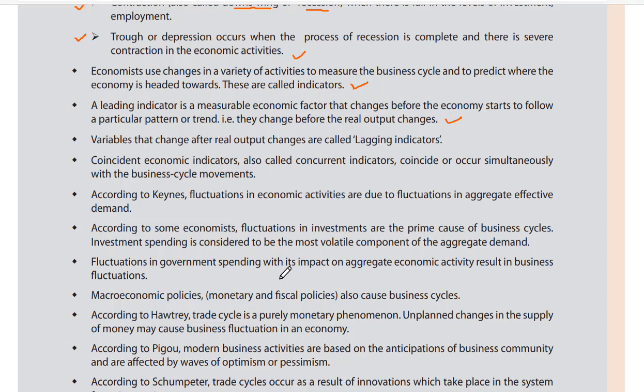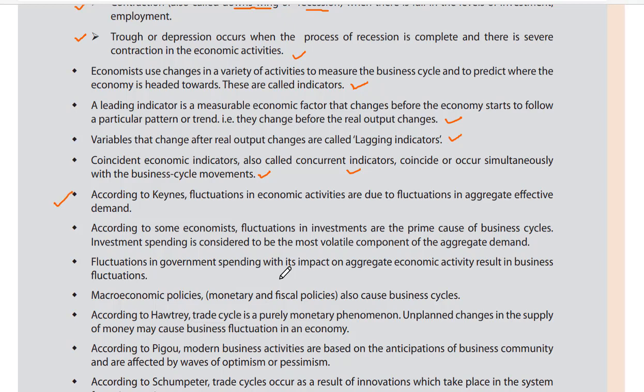Let's see about the lagging indicator. So variables that change after real output changes are called lagging indicators. The third indicator is coincident indicators or concurrent indicators. So coincident economic indicators, also called concurrent indicators, coincide or occur simultaneously with the business cycle movements.